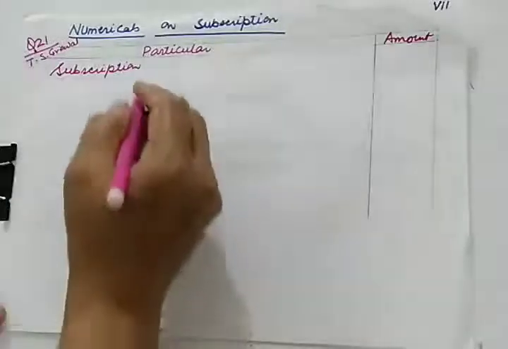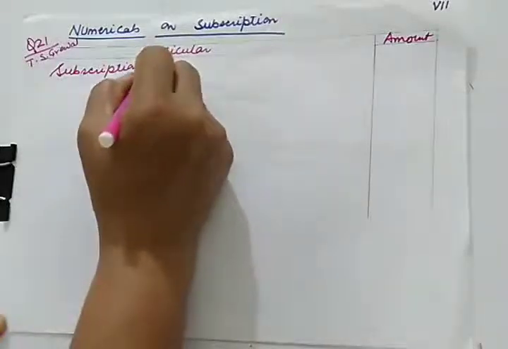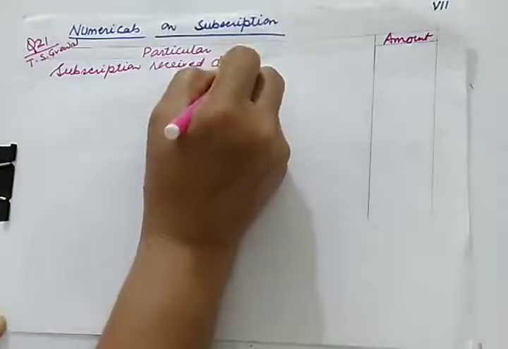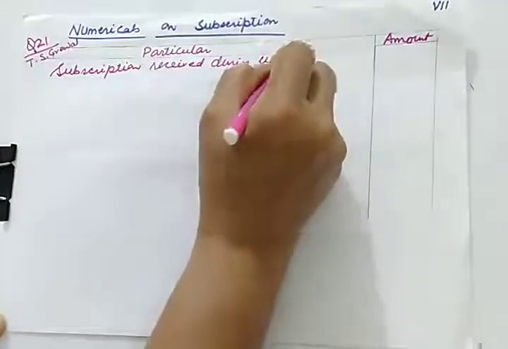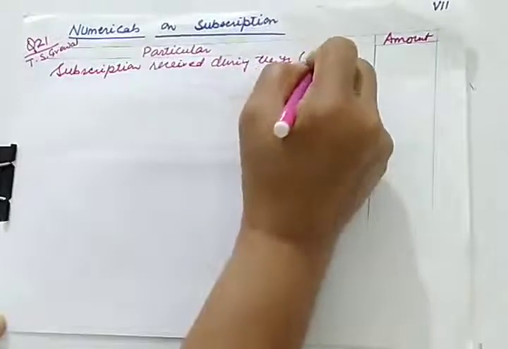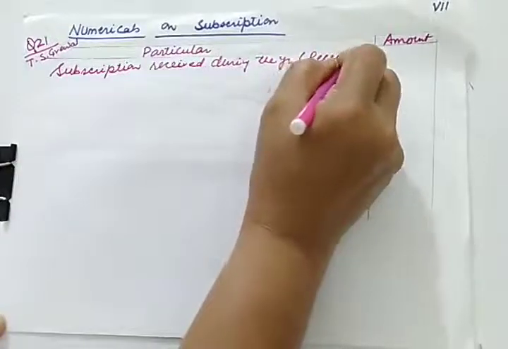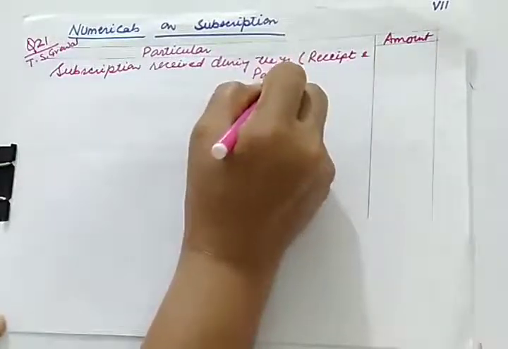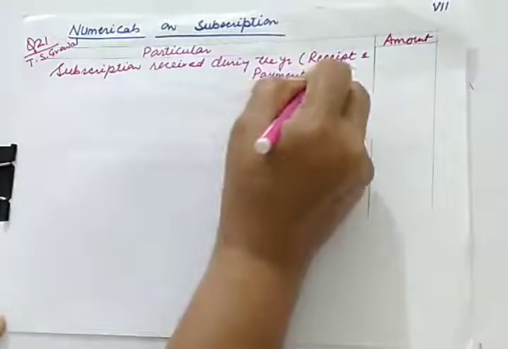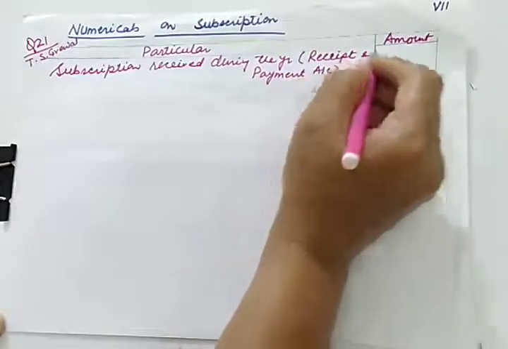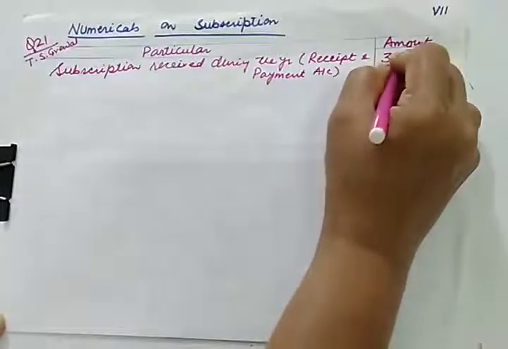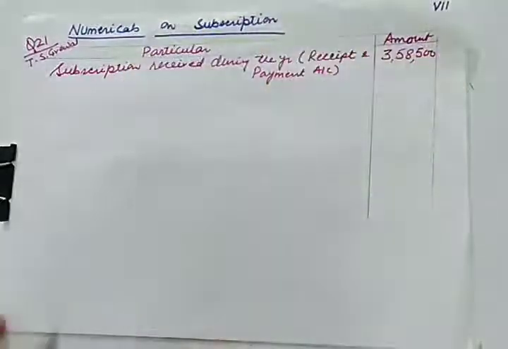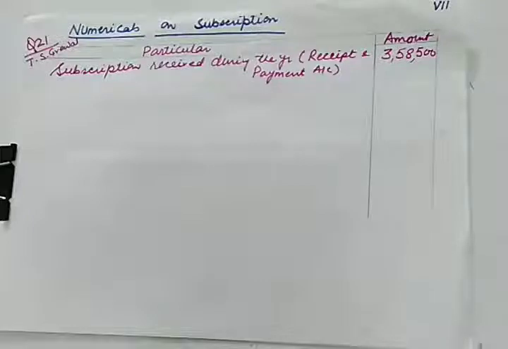So first of all, subscription received during the year, as per receipt and payment account. Even if it is not mentioned, it is already implied that whatever you are receiving is as per receipts and payment account. So this is given to us as 3,58,500. Yes. So now let us see what else is given to us.